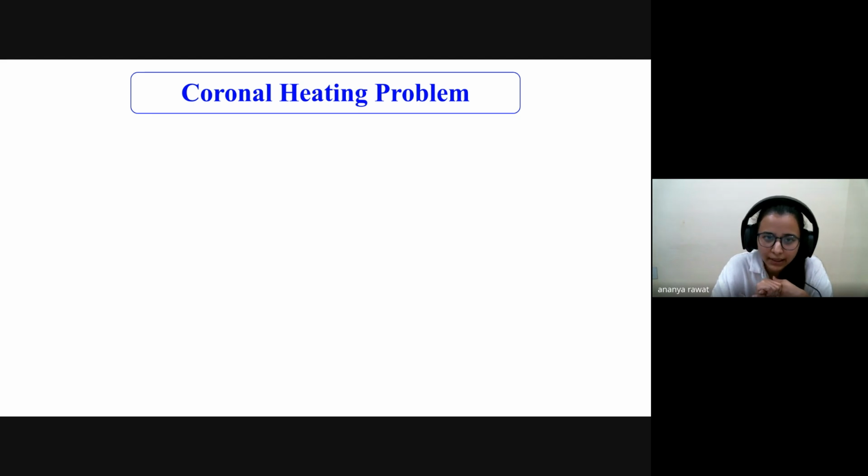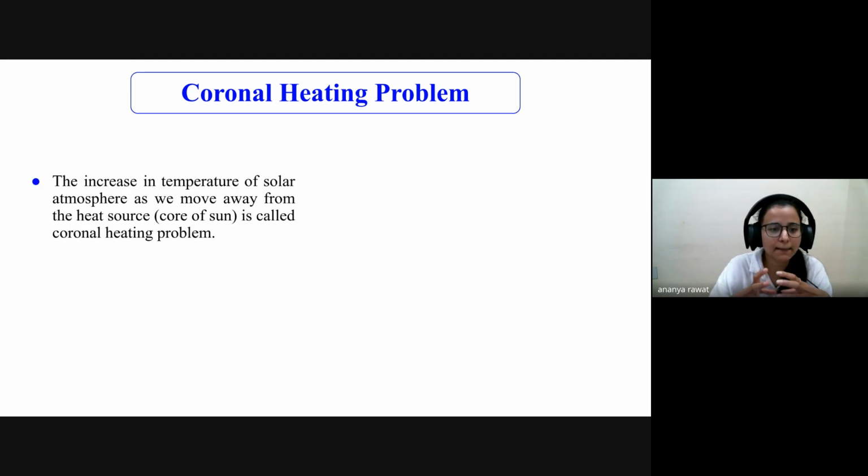So we are very well aware of the coronal heating problem, as it is one of the longest standing problems in solar physics. The coronal heating problem is basically that the temperature of the atmosphere increases as we move away from the heat source. So this is the coronal heating problem.